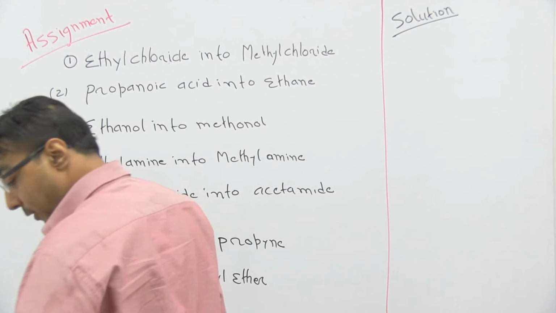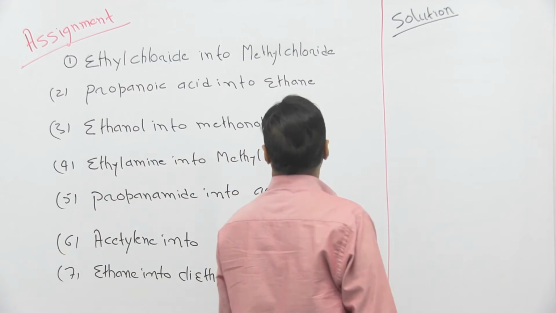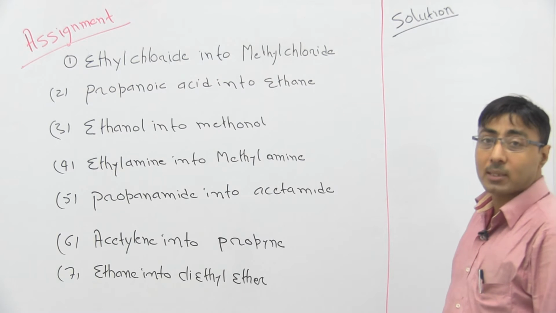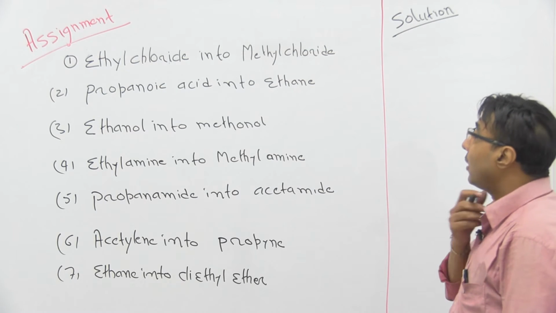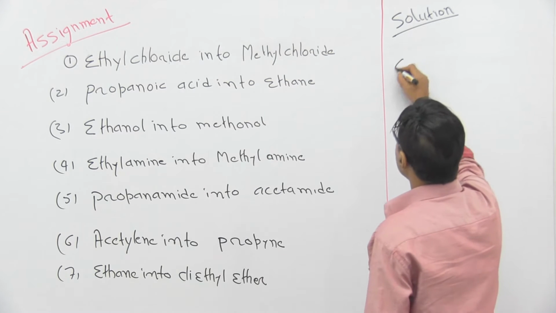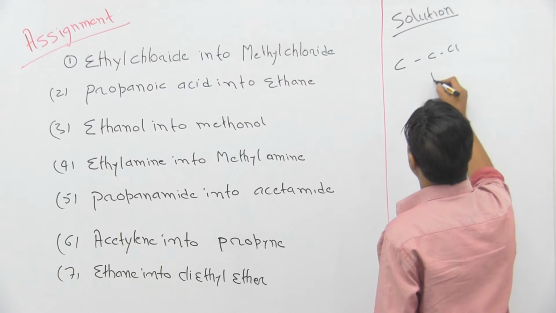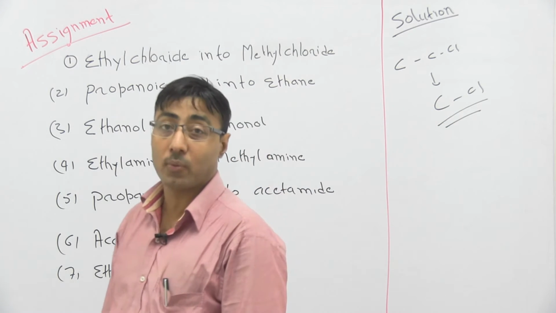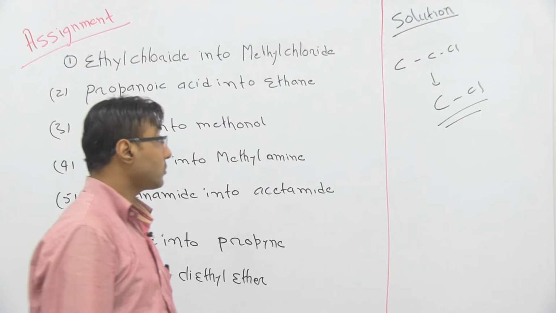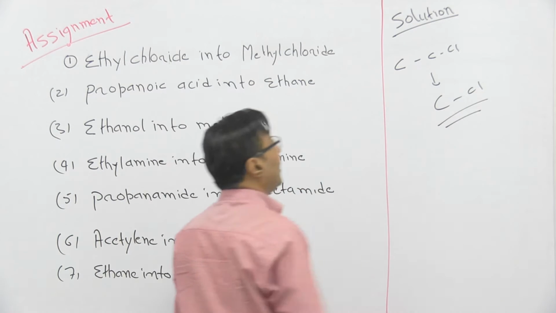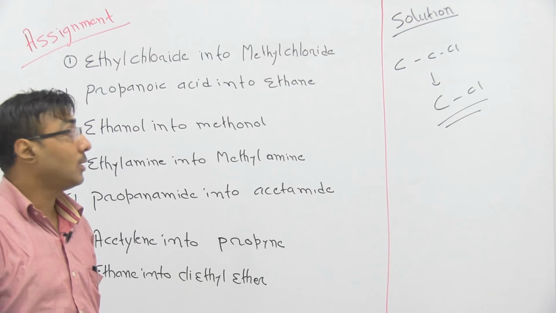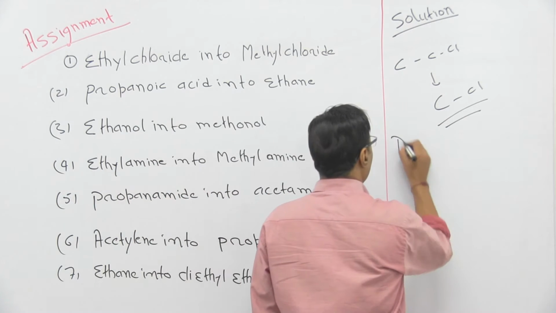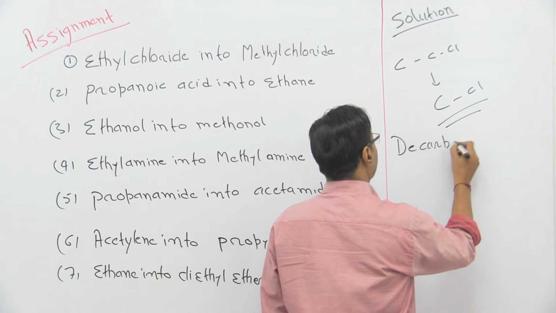So now the first part is ethyl chloride into methyl chloride. Some steps can be easy, some steps can be lengthy. Let's solve it. CCCl to CCl. It means we have to reduce the number of carbons. It can be done either by the decarboxylation method or the Hofmann bromamide method.